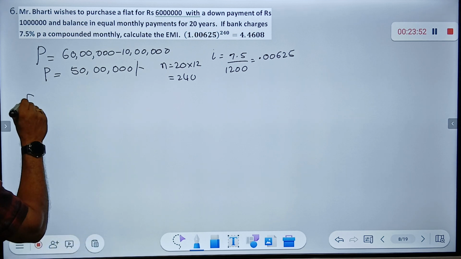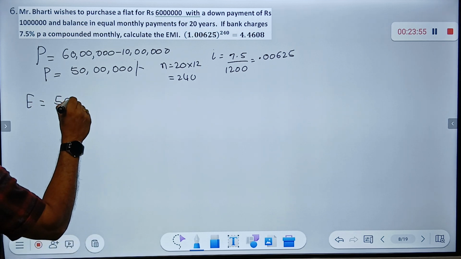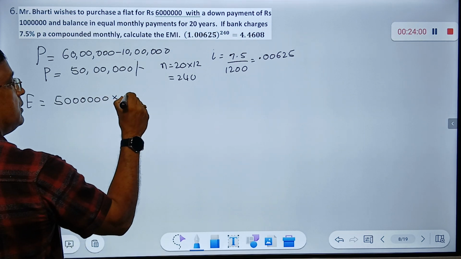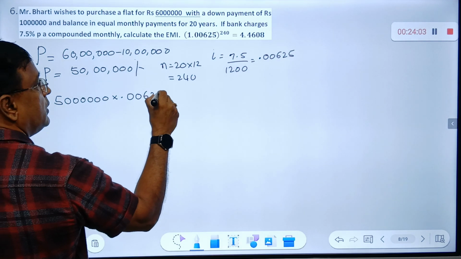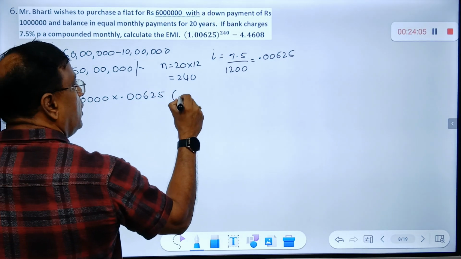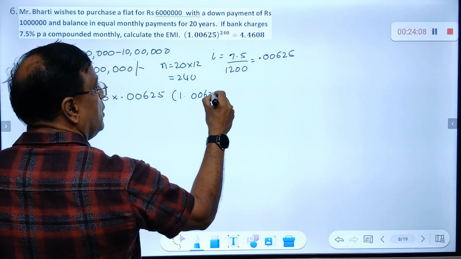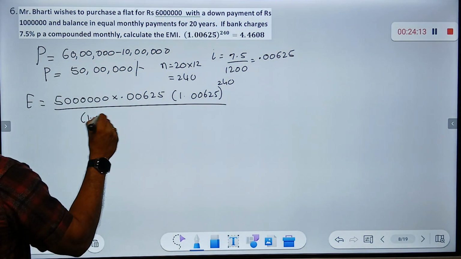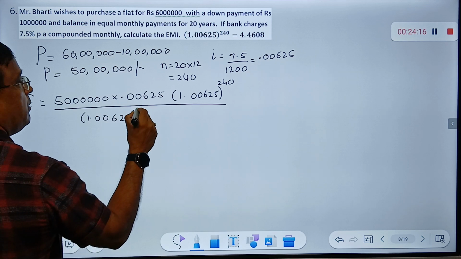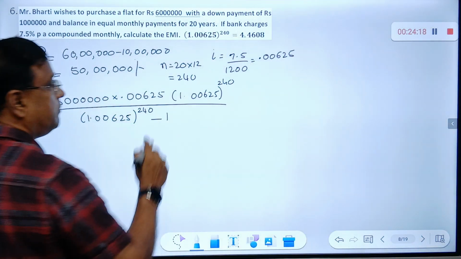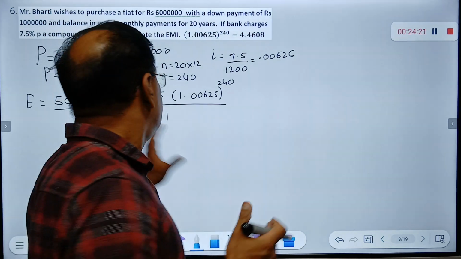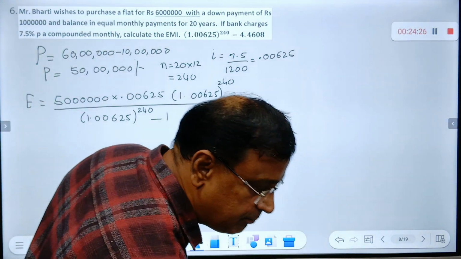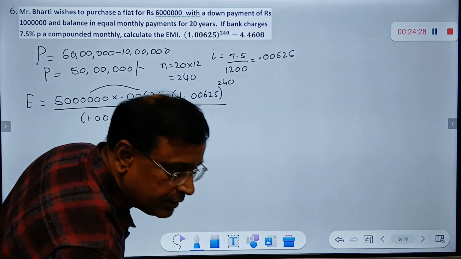So what is the EMI formula? P, that is 50 lakhs, into I. What is I? 0.00625 into 1 plus I, 1.00625 whole power 240 divided by 1.00625 whole power 240 minus 1. Simple, isn't it? It looks very complicated. It looks very scary.